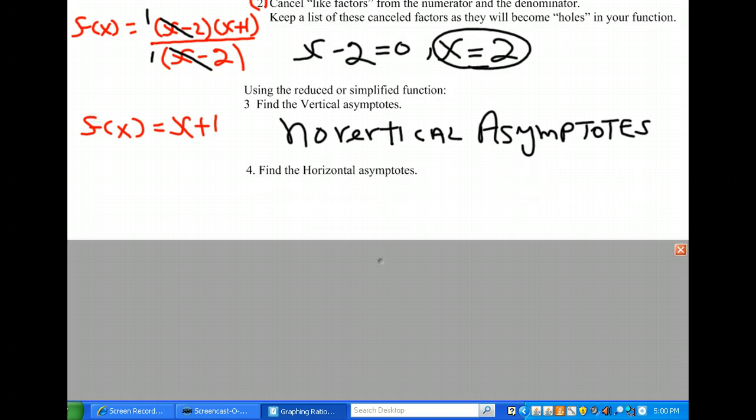Our next step is to find the horizontal asymptotes. When we have a function, we look at the degree of the numerator and denominator. Our numerator has a degree of 1. Our denominator just has a 1, but that's the same as saying 1 times x to the 0, so the degree of the denominator is 0. We've learned that when the degree of the numerator is larger than the degree of the denominator, we have no horizontal asymptotes. So in this case, there are no horizontal asymptotes.